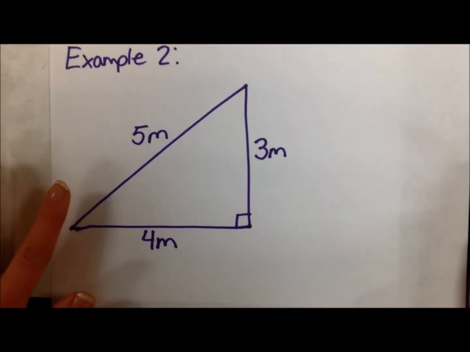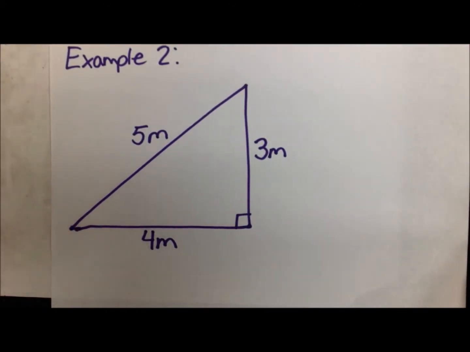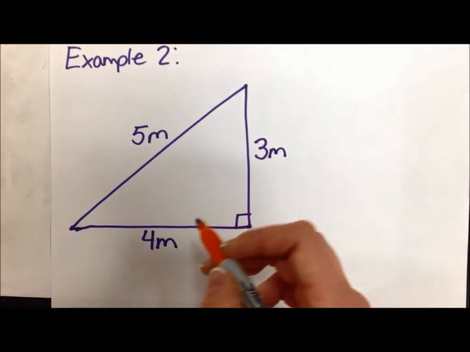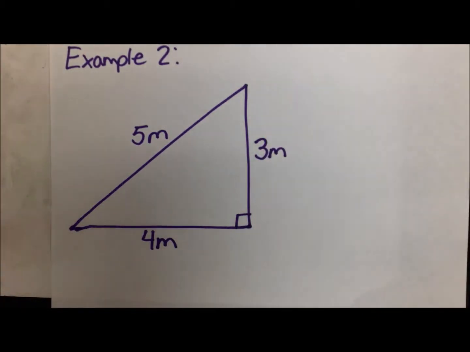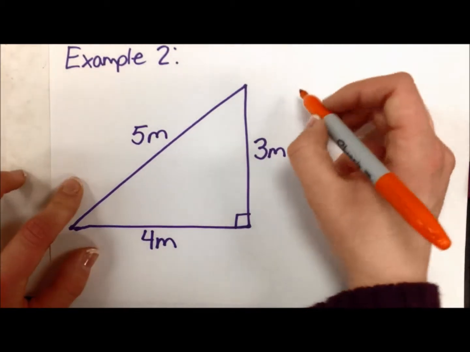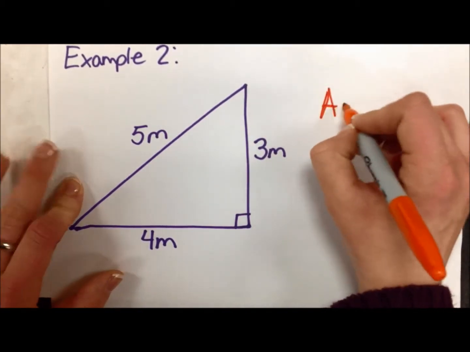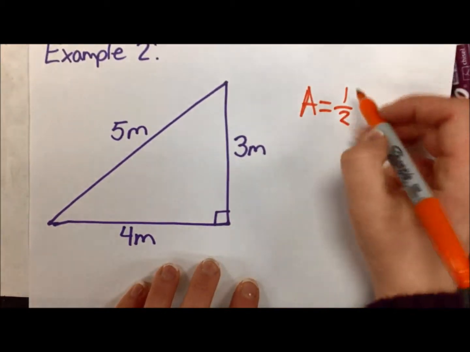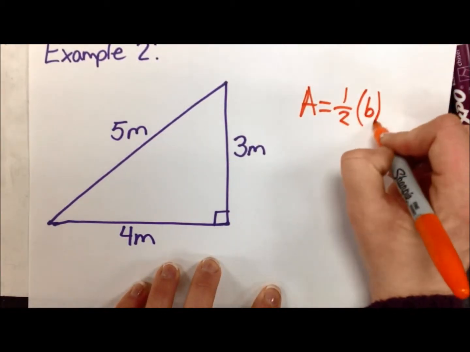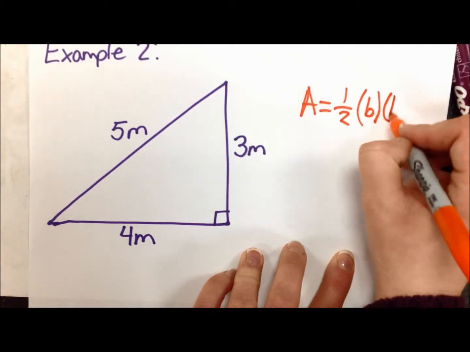Example 2 gives us a right triangle. For this, we have no dotted line, but we can tell what our height would be by looking at what's going up. So to start off with, we always start with our formula. Area is equal to 1/2 times the base times the height.